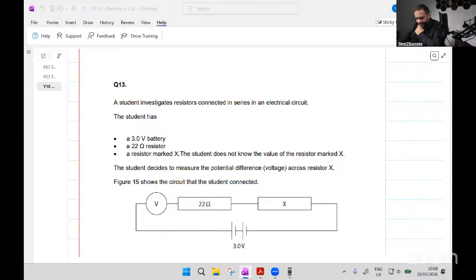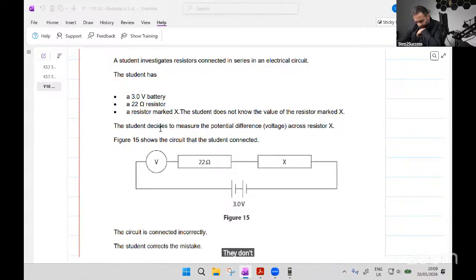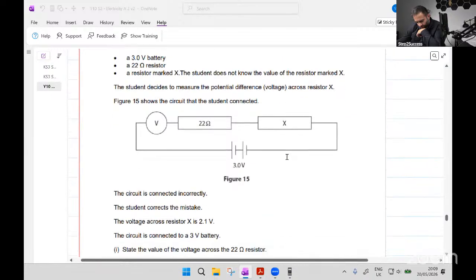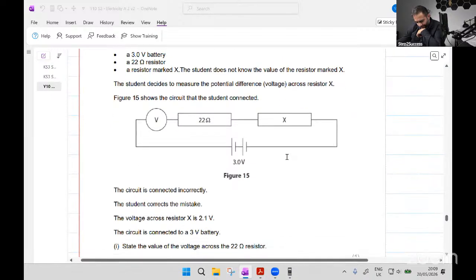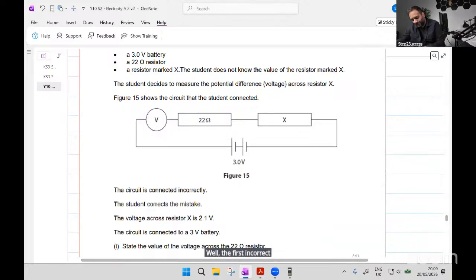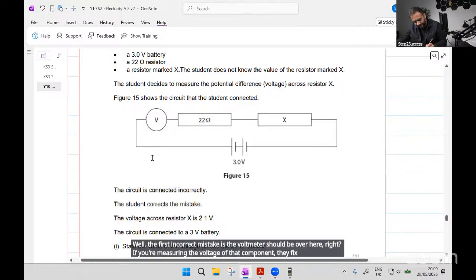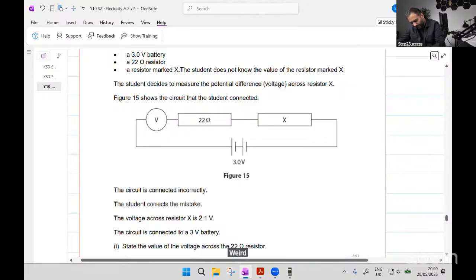Okay. A student investigates resistors connected in series in an electrical circuit. The student has a 3-volt battery and a 22 ohm resistor. They don't know the voltage. The circuit is connected incorrectly. Well, that's because the first mistake is the voltmeter should be over here, right? If you're measuring the voltage of that component. They fix it. The voltage is 2.1 volts. So over here, we get 2.1 volts.